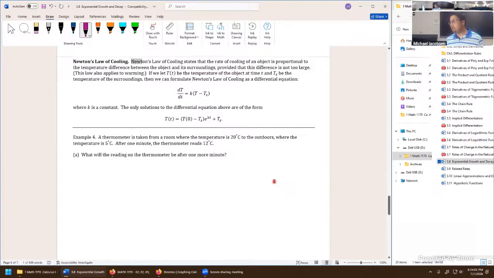It says Newton's law of cooling states the rate of cooling. When we say rate of cooling, we mean a derivative, so that's why we see a dT for temperature over dt for time. So that's the rate at which something is cooling of an object is proportional to, here's the proportionality constant k, the temperature difference between the object and its surroundings. Here's the difference, and we have a temperature difference between the object at time t and the surroundings. So we're going to let T sub s be the temperature of the surroundings.